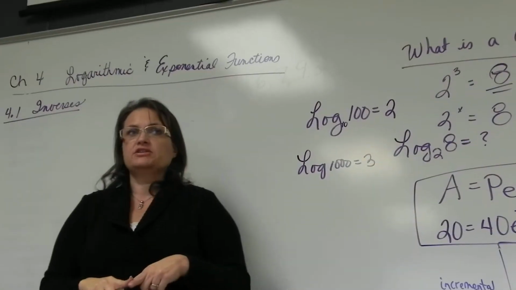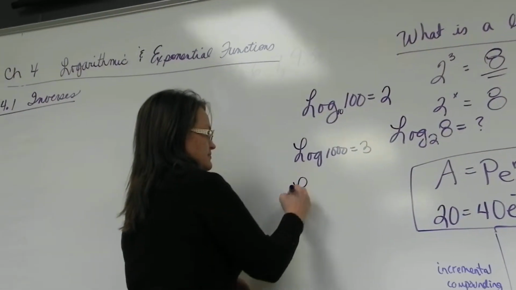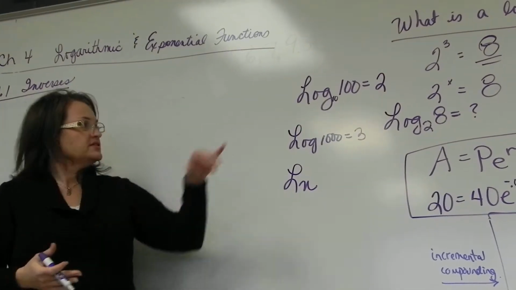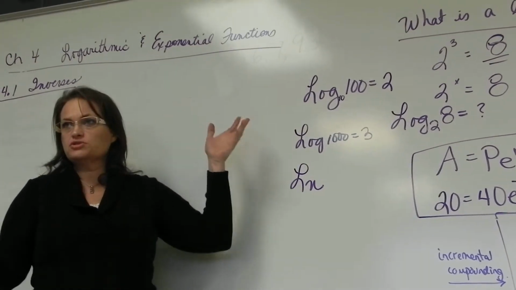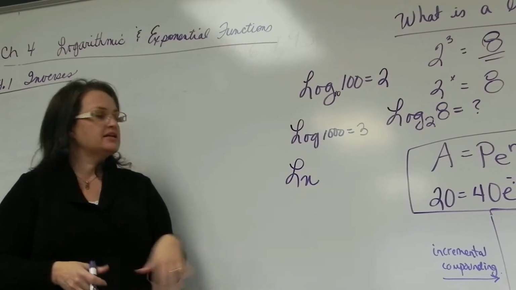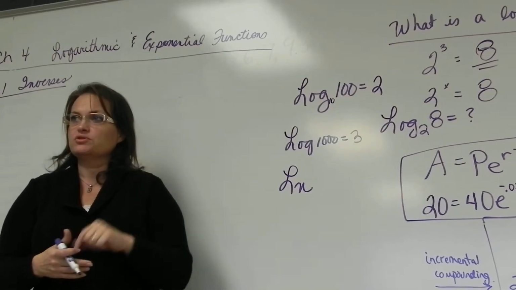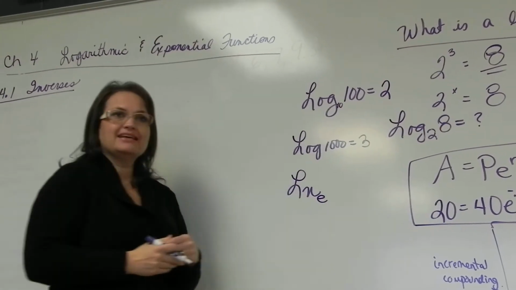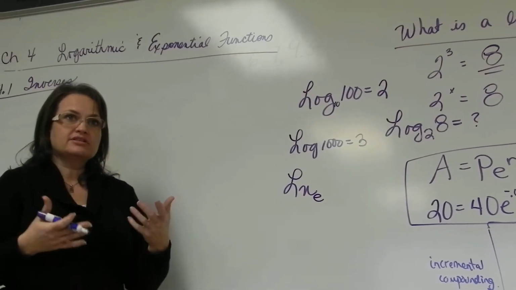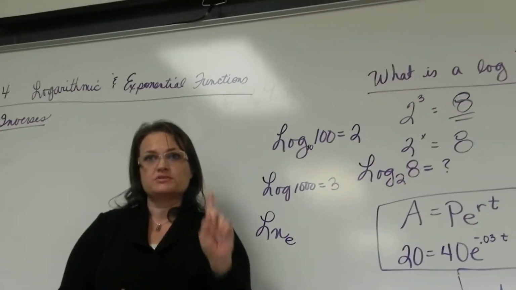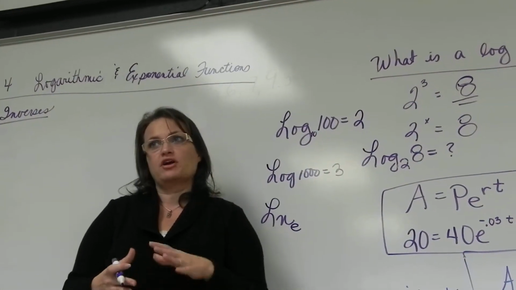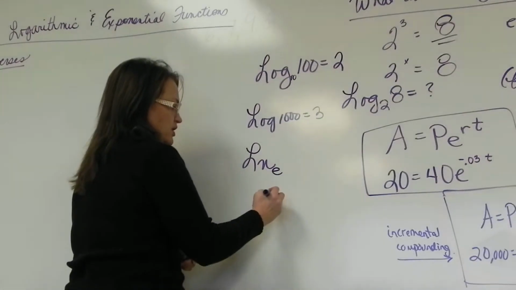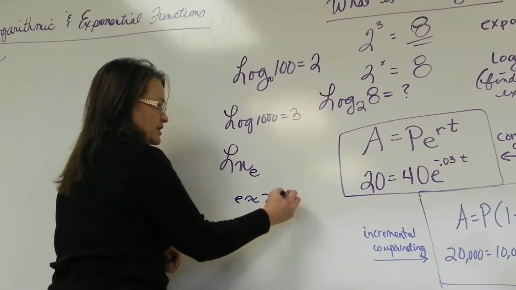The other log button that you have is the LN button. The LN button is the natural log. The other one is called a common log. LOG is the common logarithm, base 10. LN is the natural logarithm. And the base that's understood when you hit your LN button is e. Now e, I know it's a letter and all, but it actually stands for a specific value. So it's not a variable, it is a constant. It has a value. e is approximately 2.718.